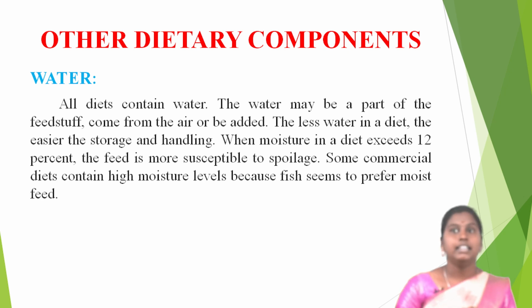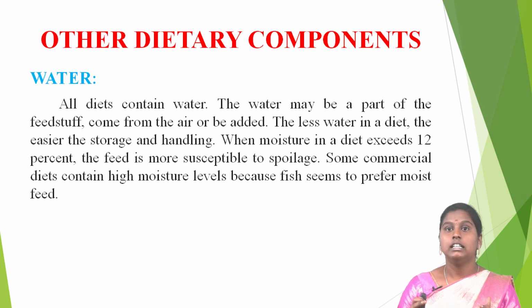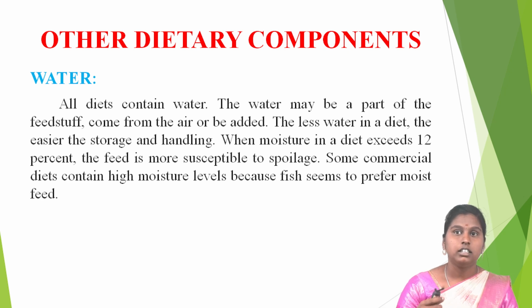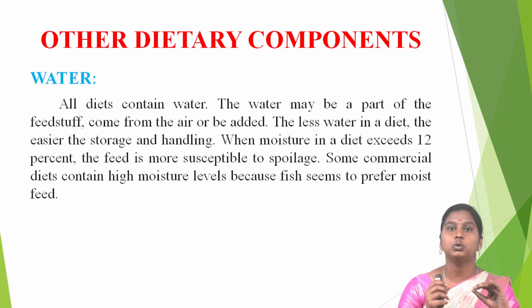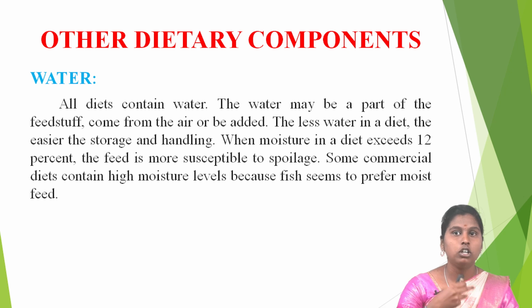Next, other dietary components. Water. All diets contain water. The water may be part of the feedstuffs, come from the air, or be added. The less water in a diet, the easier the storage and handling. When moisture in a diet exceeds 12%, the feed is more susceptible to spoilage. Some commercial diets contain high moisture levels because fish seem to prefer moist feed.